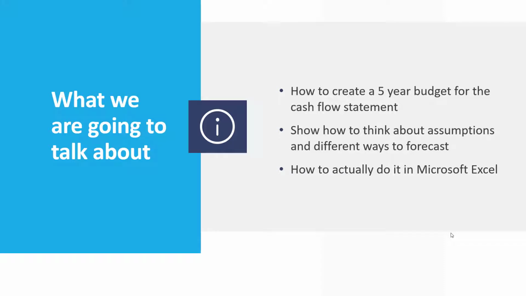So what we're going to talk about is how you do a 5-year budget on your cash flow statement. And what you're going to see is this is really linked and kind of an output of your income statement and the balance sheet that you've already forecasted in our other videos.